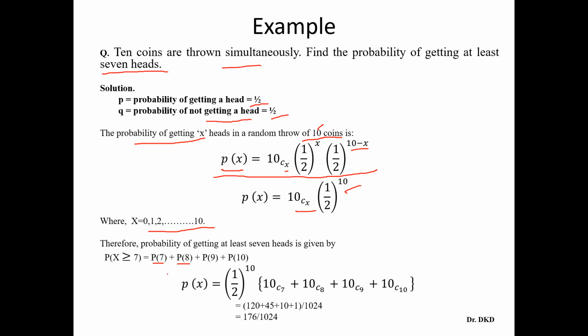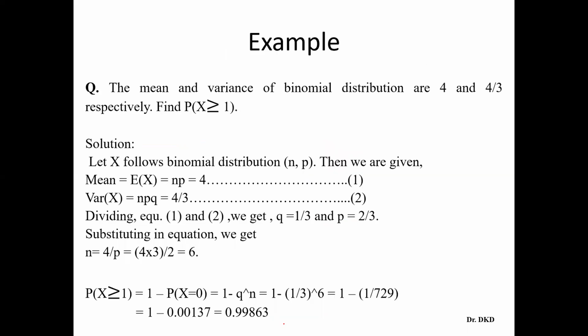Now we need to solve it. According to this formula, the probability is 1 by 2 to the power 10 times (10 c 7 plus 10 c 8 plus 10 c 9 plus 10 c 10). According to the combination formula, n factorial divided by x factorial times n minus x factorial, we will apply that formula, solve it and get the answer. This is the probability of getting at least 7 heads. This is the answer.